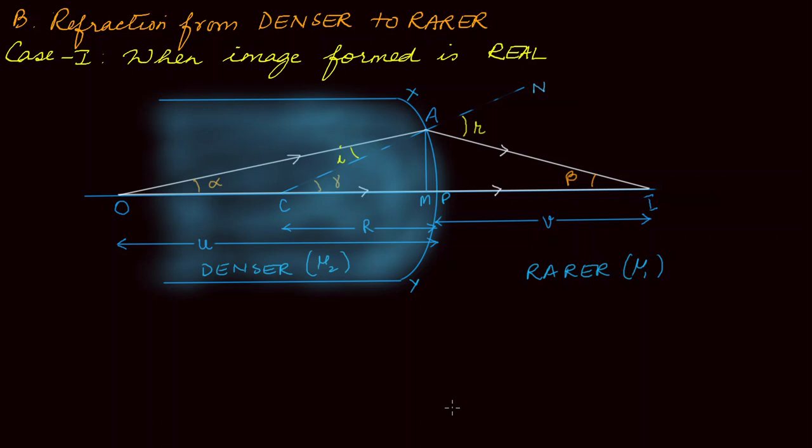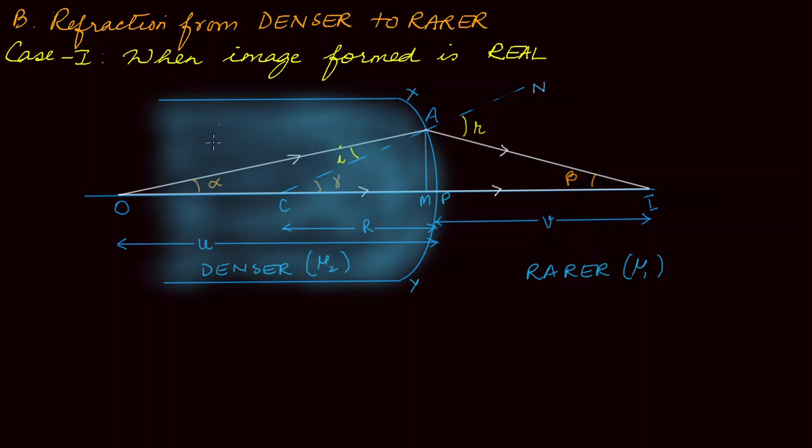Hello everybody. So let us discuss now the second case, that is refraction from denser to rarer medium. Again, here there are two cases. The first is when the image formed is real. This is how we place the convex refracting surface. Here again we have XPY to be the convex refracting surface.